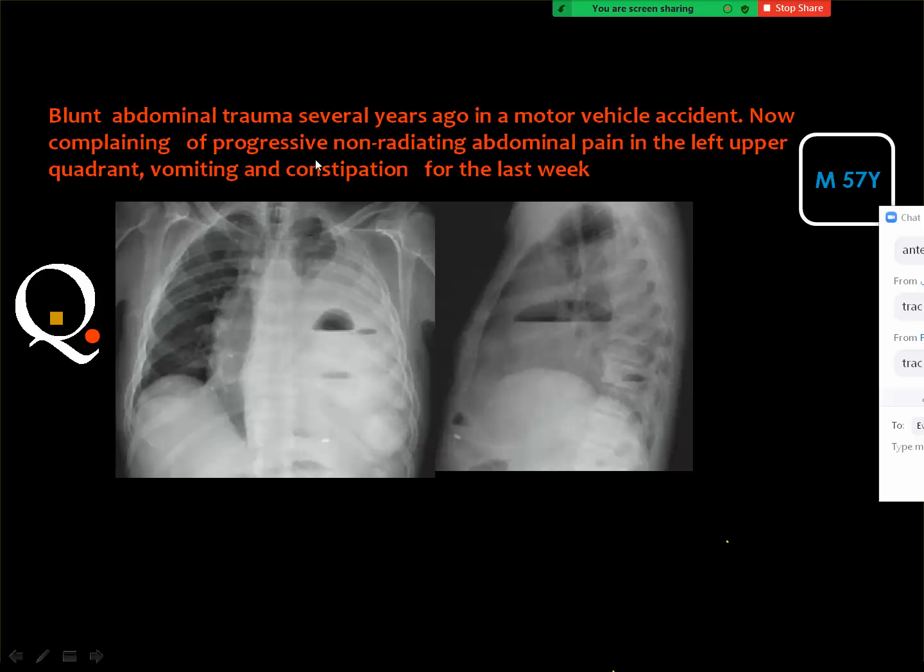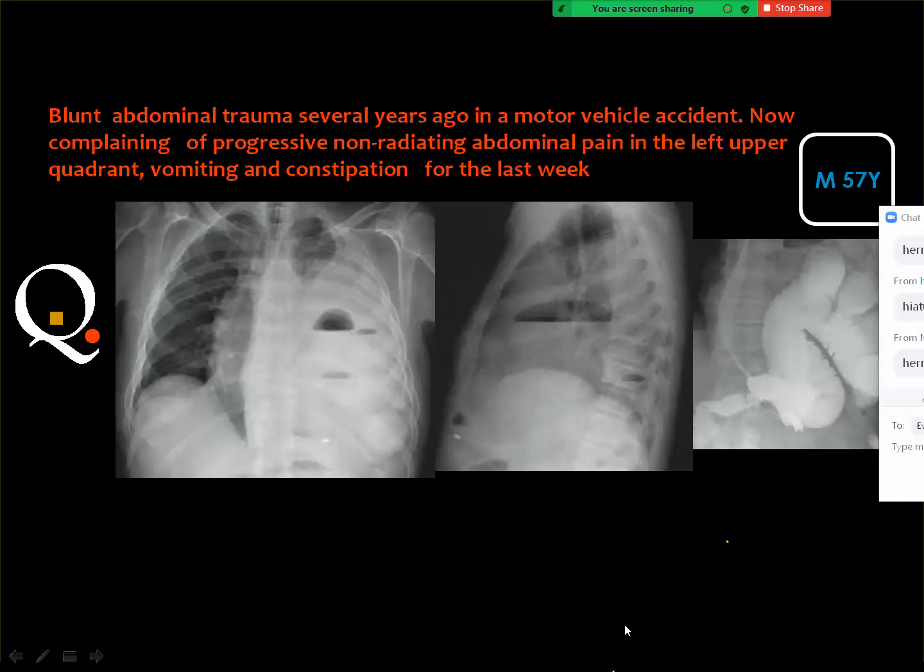Now complaining of progressive non-radiating abdominal pain in the left upper quadrant, with vomiting and constipation for the last week. Then the chest X-ray showed some opacity in the left hemithorax with multiple air fluid levels.